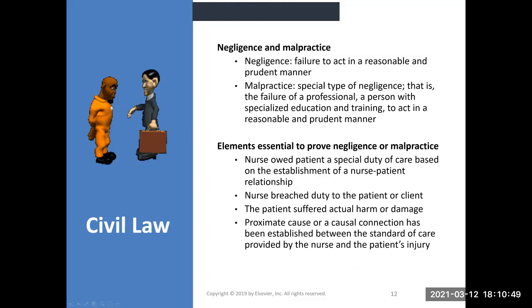So for us, we fall in the civil law, you have negligence and malpractice. So the definition of negligence is the failure to act in a reasonable and prudent way. Prudent is like a wise way of doing things. So this is usually what is claimed against nurses, right? Based on the principle that everyone is expected to conduct themselves in a reasonable and wise, prudent way.